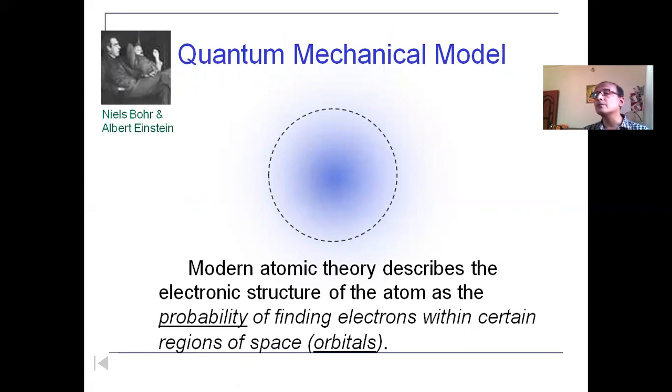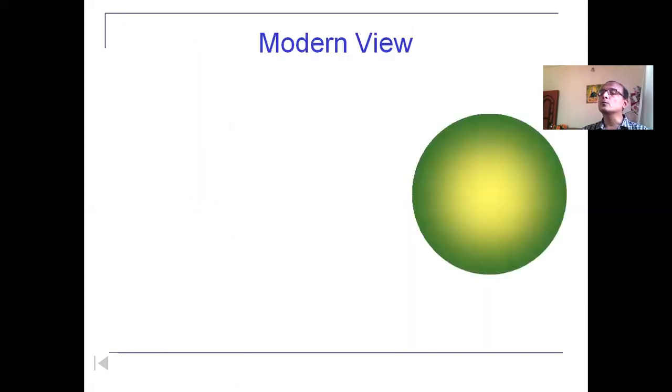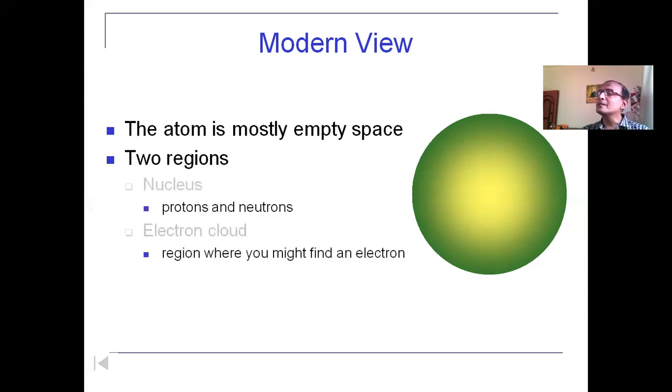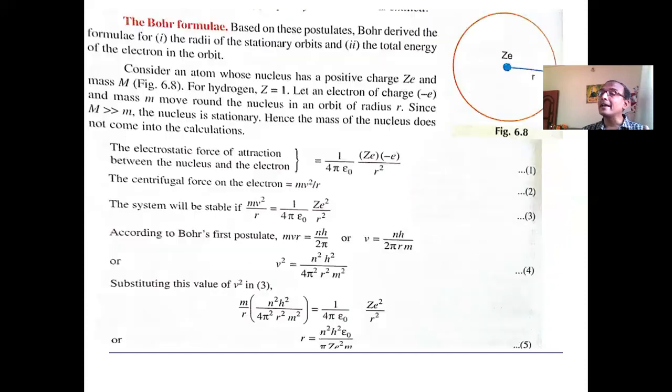As you can see in chemistry, electrons are present in different orbits and the numbers are different. It's 1s2, 2s2, 2p6, and so on. The model can be viewed in this way. Atom is mostly empty space. Two regions: one is the protons and neutrons, which are together in the nucleus, and the second one is the electron cloud, the region where you might find an electron.